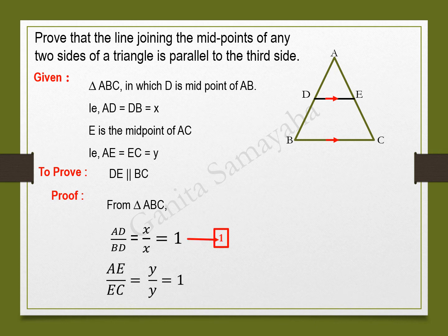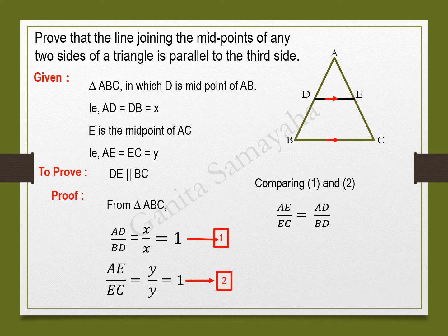Let us find out AE by EC. We have assumed that AE and EC are Y. Substitute. This also we have got 1. Let us call this statement 2. Okay. What do we observe from 1 and 2? AD by BD is also 1. AE by EC is also 1. Which means that AD by BD is equal to AE by EC.